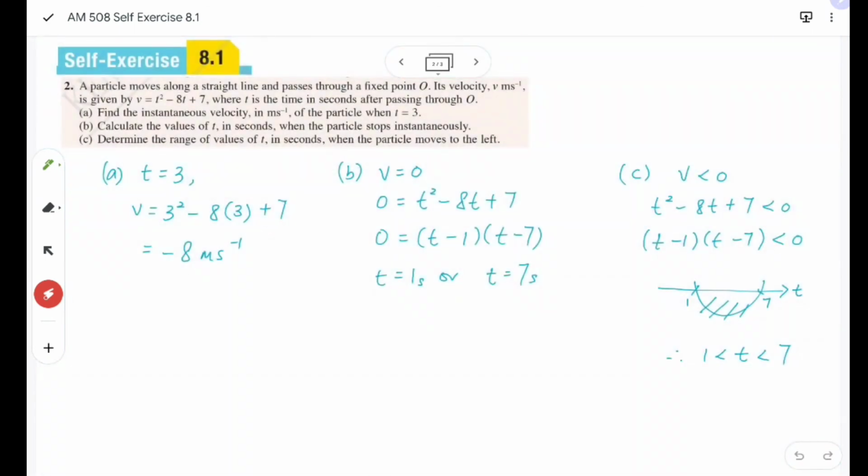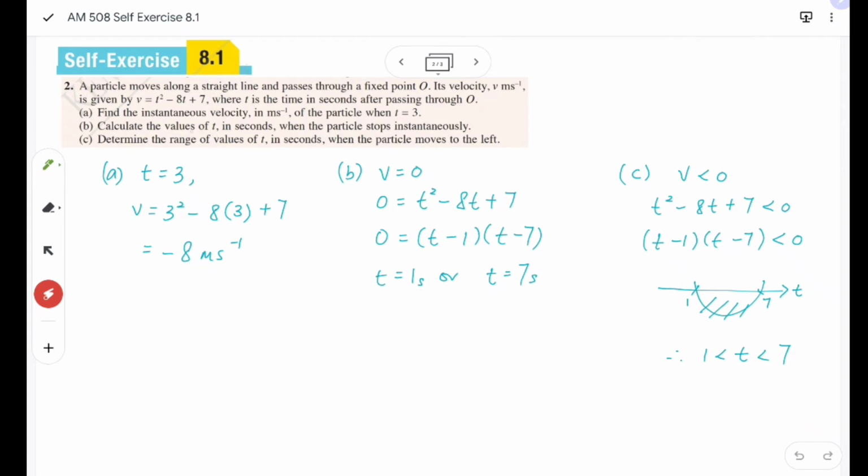Number 2. A particle moves along a straight line and passes through a fixed point O. Its velocity v meter per second is given by v equals t squared minus 8t plus 7, where t is the time in seconds after passing through O. A. Find the instantaneous velocity in meter per second of the particle when t equals 3. So when t equals 3, v equals 3 squared minus 8 times 3 plus 7, and we get negative 8 meter per second.